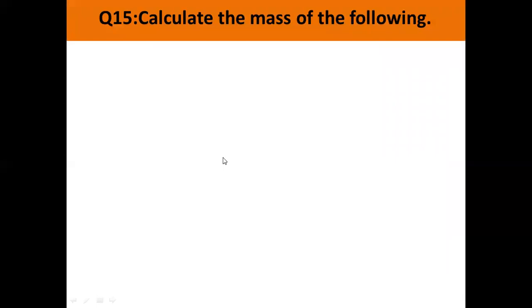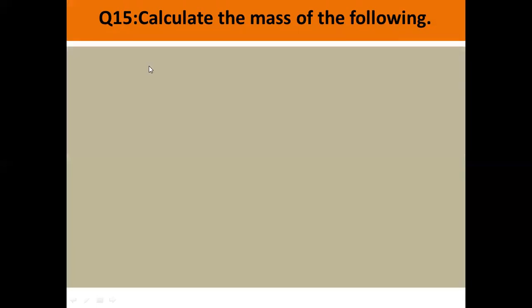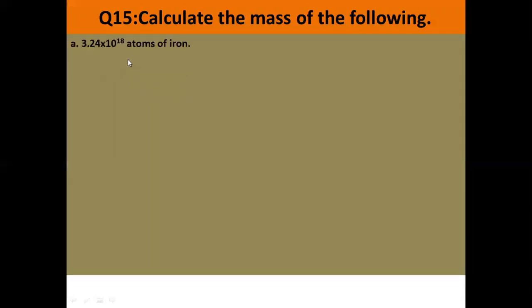Question number 15 of the exercise is calculate the mass of the following. And what is given to us? Number of atoms are given. 3.24 into 10 raised to power 18 atoms of iron. It means that number of atoms are mentioned here and we have to find out the mass.